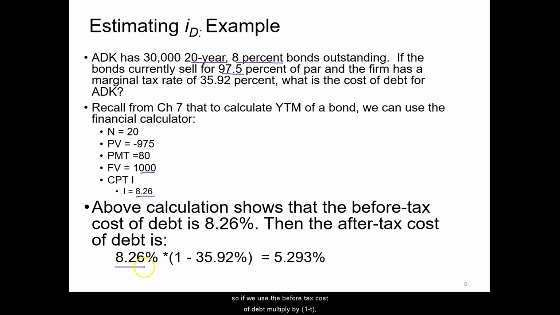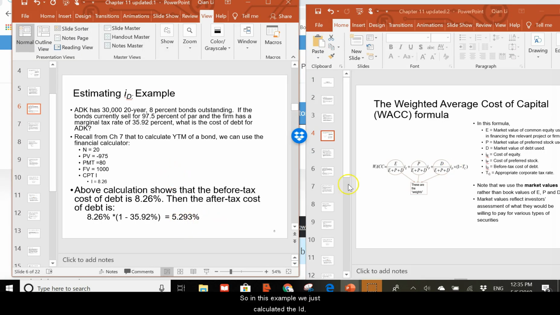So if we use the before-tax cost of debt multiplied by 1 minus T, T is the marginal tax rate of 35.92%, then after tax, the company is actually paying 5.29%. This is the company's after-tax cost of debt. So in this example, we just calculated the I_D, which is the 8.26%, and then the I_D multiplied by 1 minus T part is what we have as 5.293%. So we got this part.